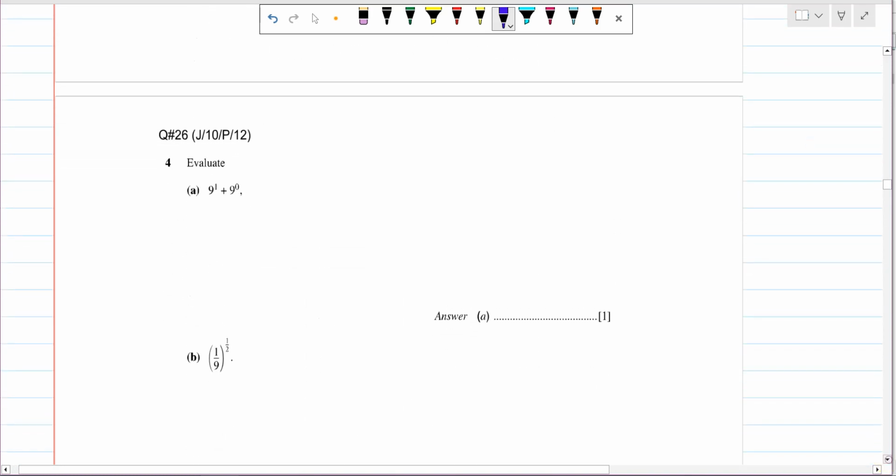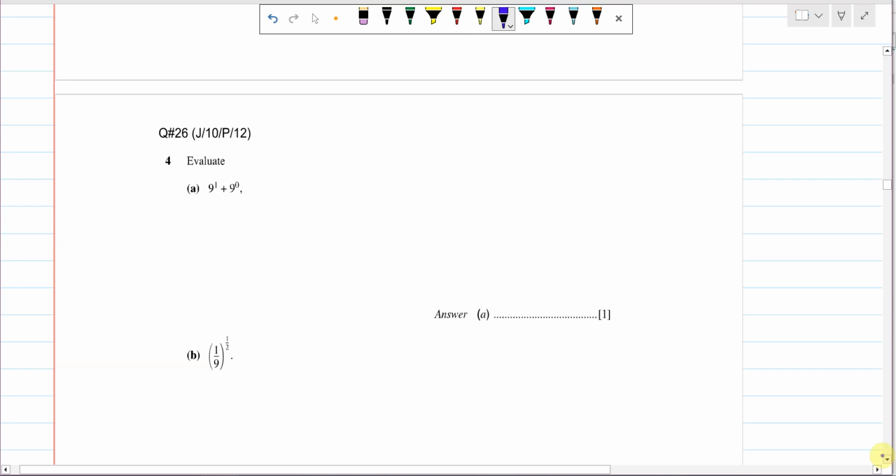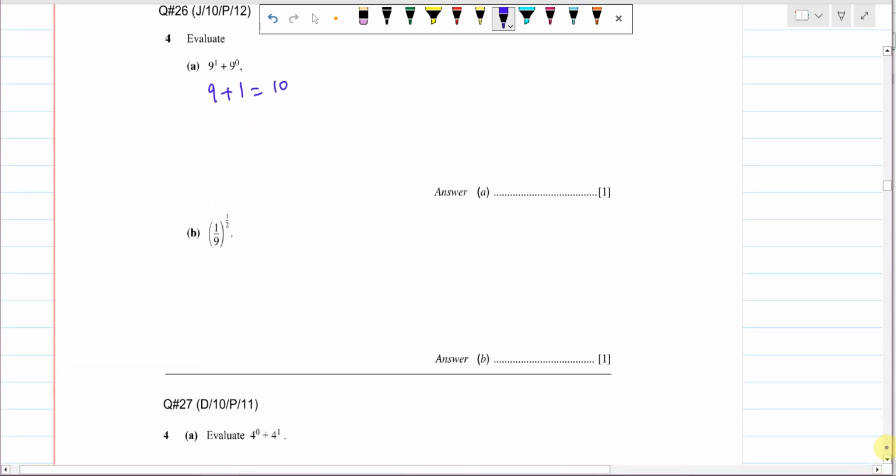Question number 26. It's June 2010, paper 1-2. 9 power 1 is 9 and 9 power 0 is 1, so that will be 10. Next, 1 upon 9 to the power 1 upon 2. 1 to the power anything remains 1. 9 to the power 1 upon 2 is equal to 1 divided by 9 to the power 1 upon 2. 9 is what? 9 is 3 power 2. 2 and 2 cancel, so that will be 1 over 3.